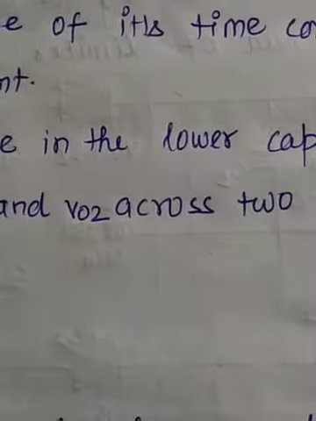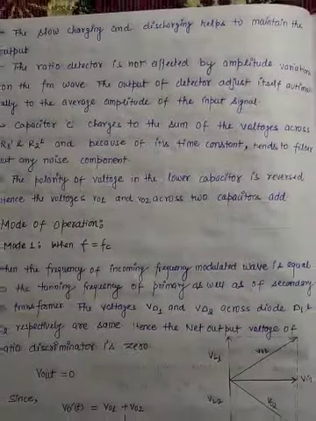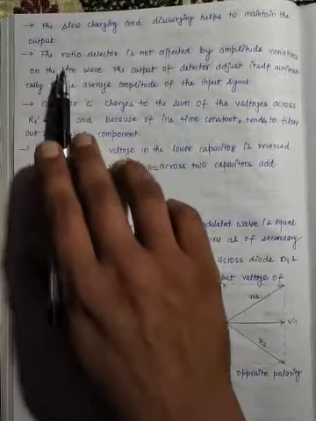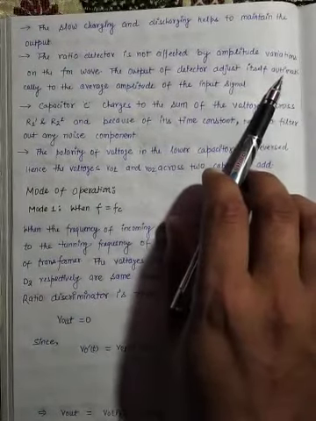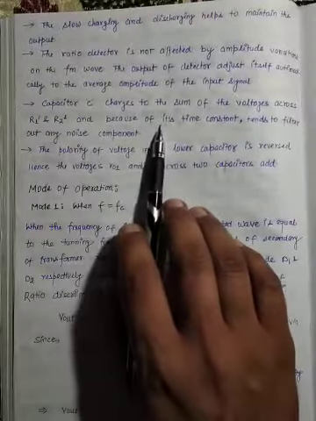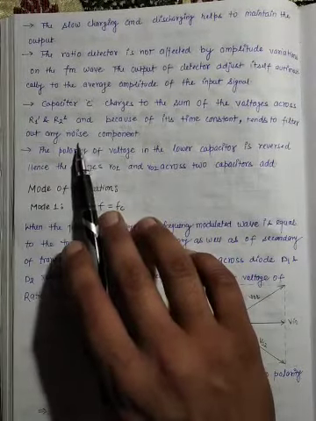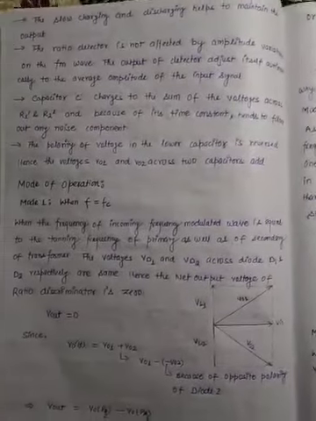Okay, so let us move forward. Now the slow charging and discharging helps to maintain the output. We discussed just now about this. The ratio detector is not affected by amplitude variation on the FM wave. The output of the detector adjusts itself automatically to the average amplitude of the input signal, and capacitor C charges to the sum of the voltages across R1 and R2, and because of its time constant it tends to filter any noise component, because this works as a band pass filter. So this combination of C and R is used as a band pass filter, so the noise component will be extracted there.